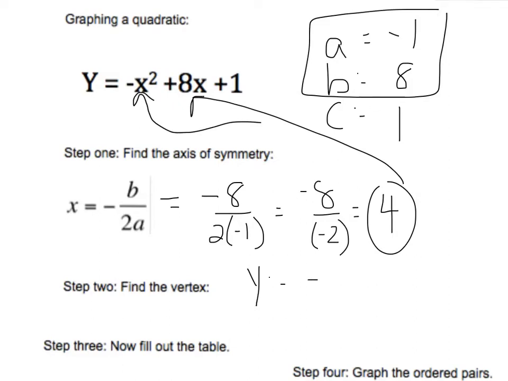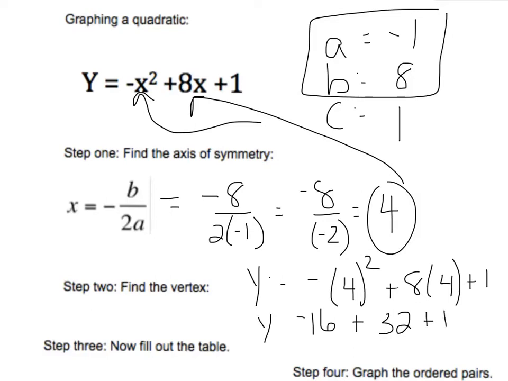So you're going to have -4 squared plus 8 times 4 plus 1. So 4 squared is 16, so it's going to be -16 plus 8 times 4, which is 32, plus 1. So now you've got y equals -16 plus 32 plus 1. -16 plus 32 is +16 plus 1, which is 17. So your vertex is 4, +17.